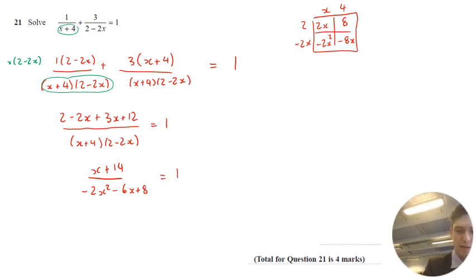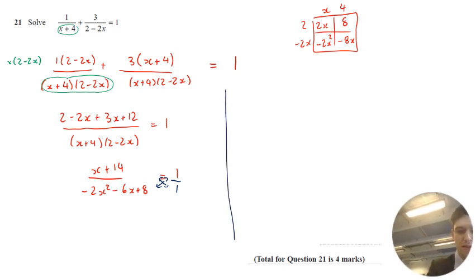Now my next step, I'm going to cross multiply. So what do I have? Let me write it up here. I have got minus 2x squared minus 6x plus 8 equals x plus 14. Okay, now I know that this is a quadratic equation. I need to think about what side I'm going to move everything onto.